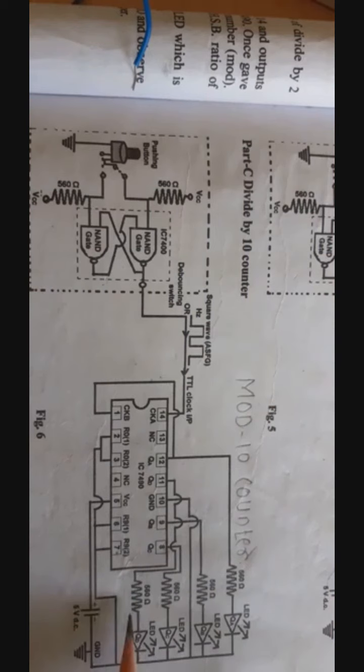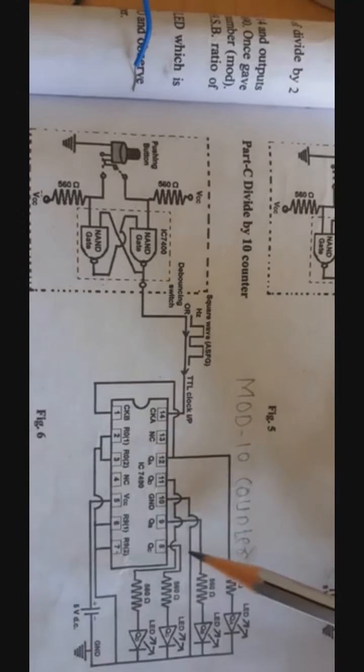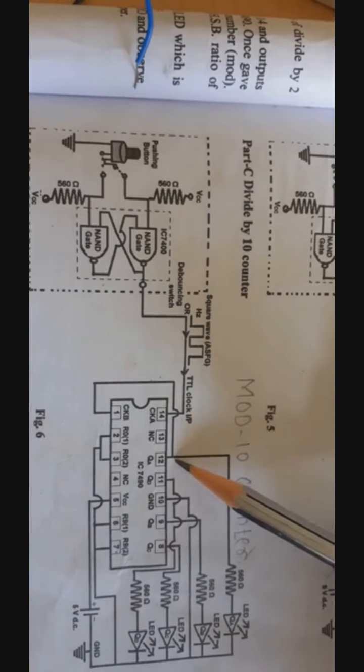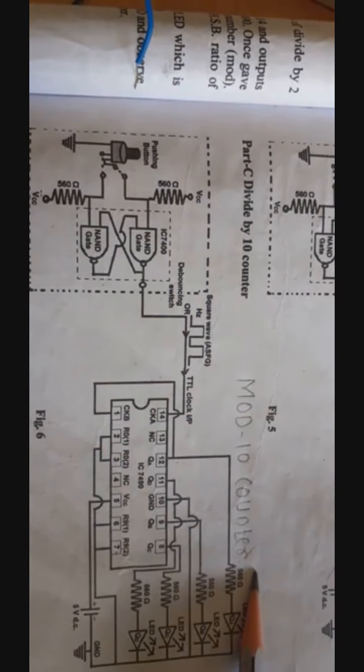See here, the LEDs are connected with resistances. A, B, C, D, each has a resistance connected. The LEDs are connected here, to pin number 8, pin number 9, pin number 11 and pin number 12. So these are the connections of the mod 10 counter. Now let's see how to connect this circuit on the breadboard.